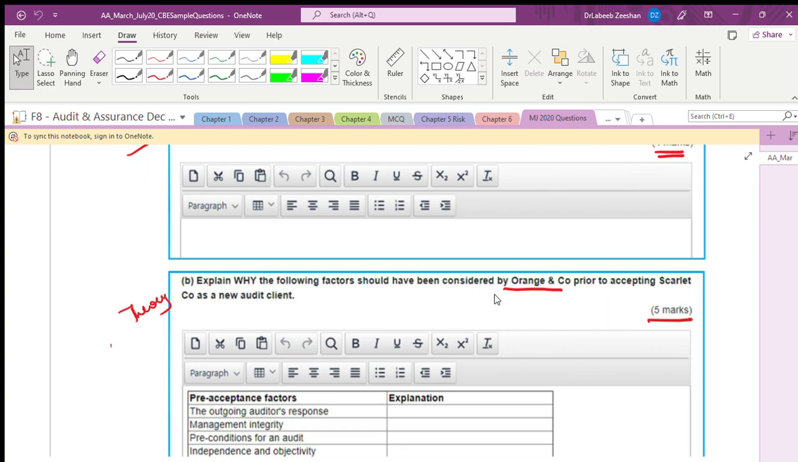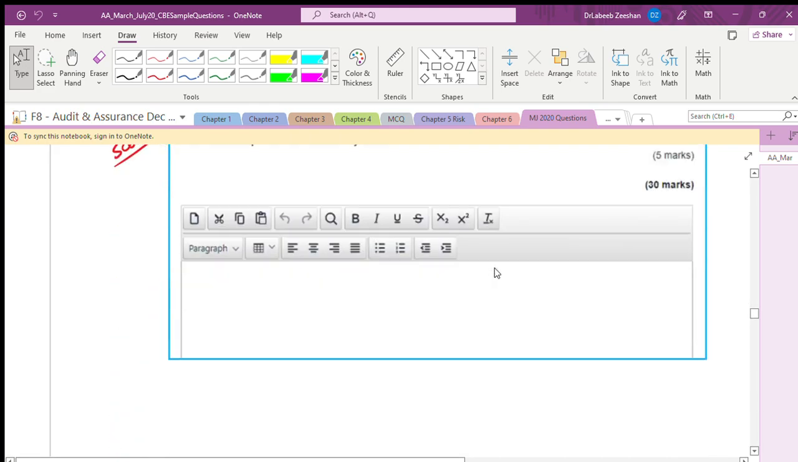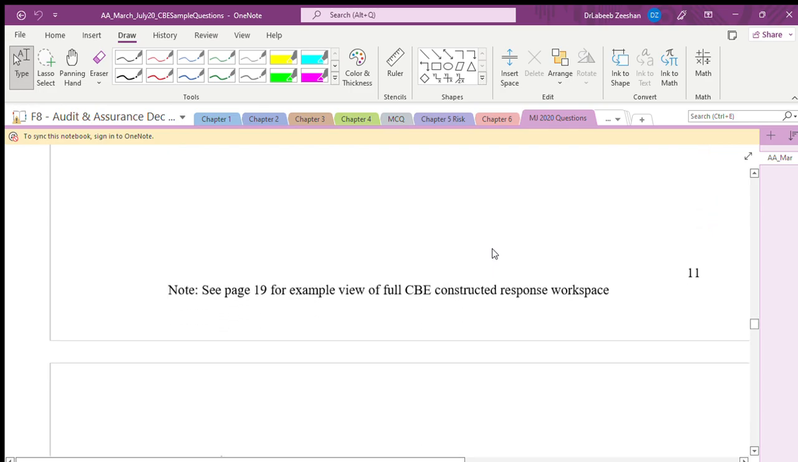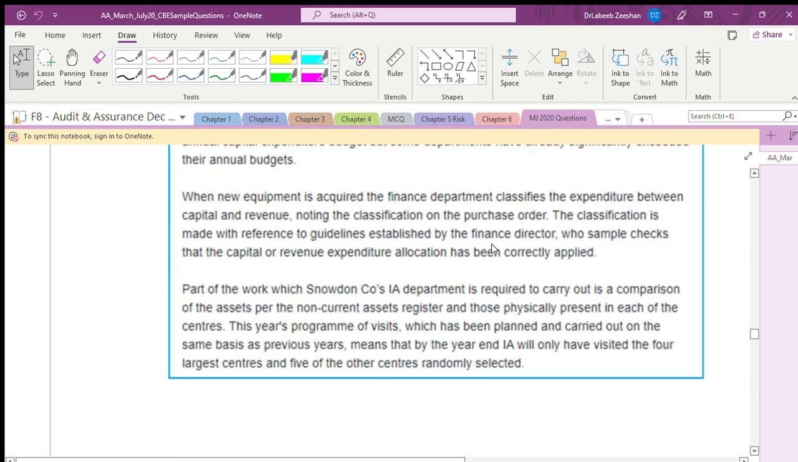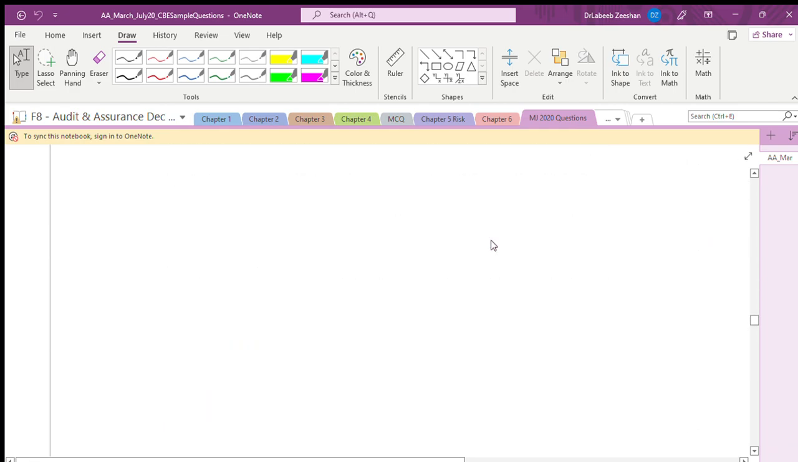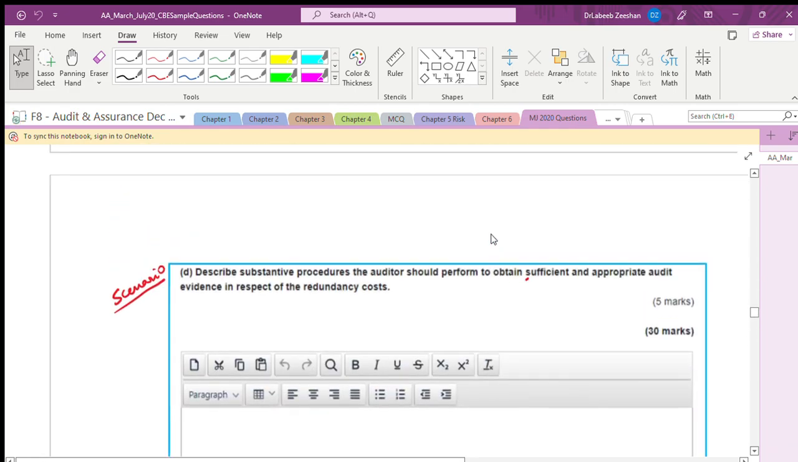See, these are the sure questions. If you are doing 5 questions like this, at least 3 questions will come. Understand? 3 questions will come. There is no point. Audit risk and audit response will be there. Okay. Now, what they say, they are talking about describing the substantive procedure to perform for the redundancy cost.